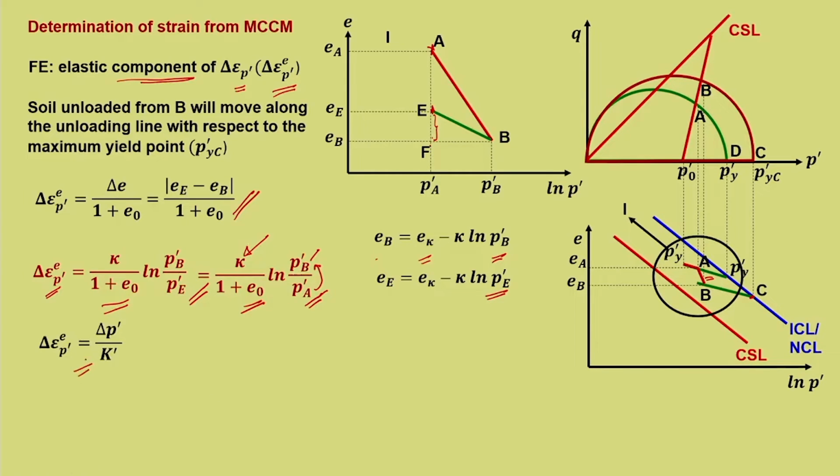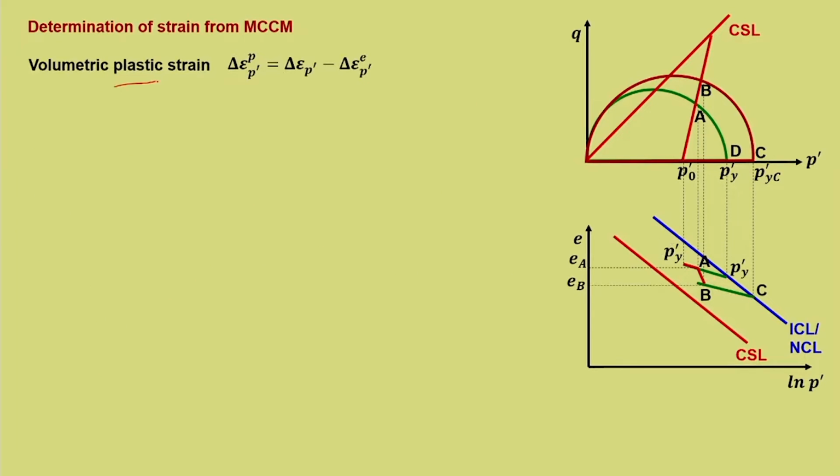We also know epsilon P dash E is equal to delta P dash by K dash, because this is an elastic parameter, it is a linear response. So, we can always write it as delta epsilon P dash E is equal to delta P dash, which is the stress, upon the bulk modulus K dash. Now, we have said the volumetric elastic strain, we need to also determine volumetric plastic strain. We have determined the total volumetric strain, we have determined the elastic volumetric strain.